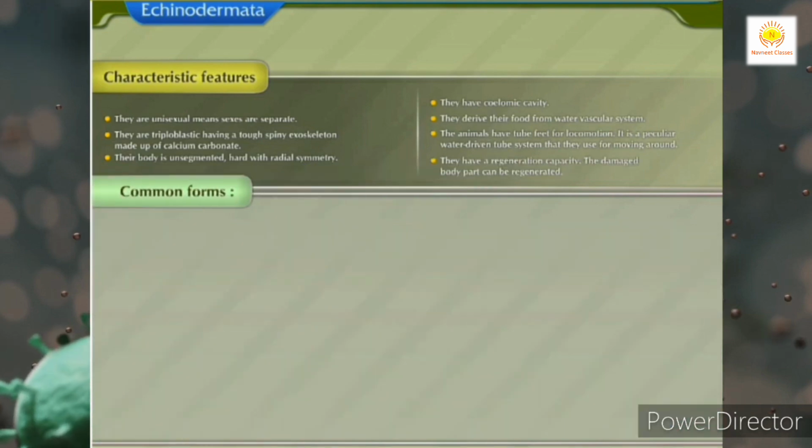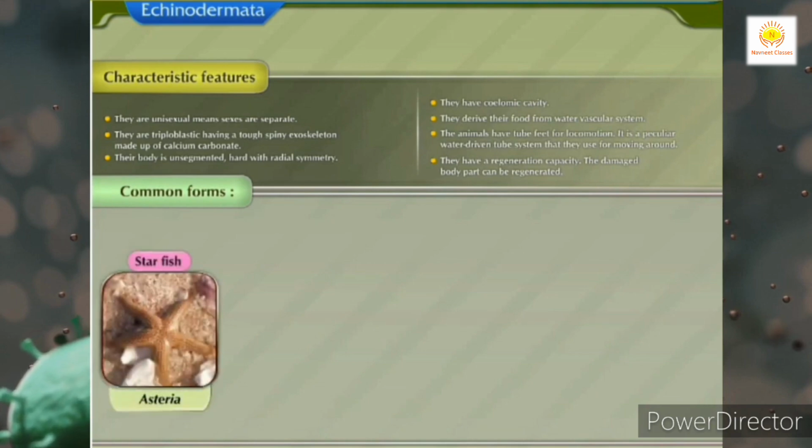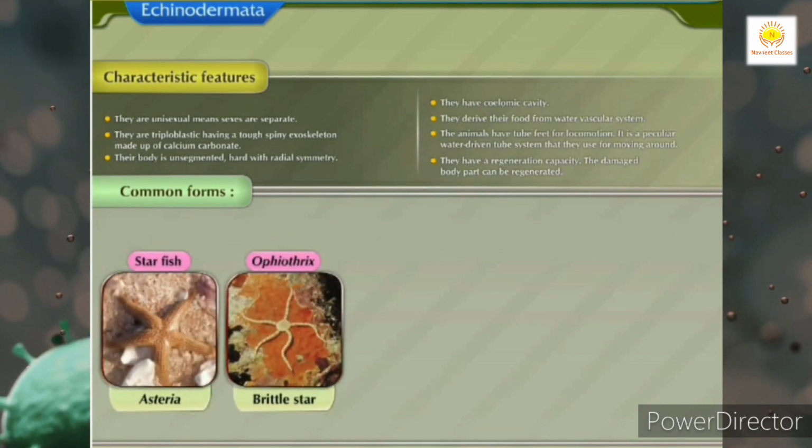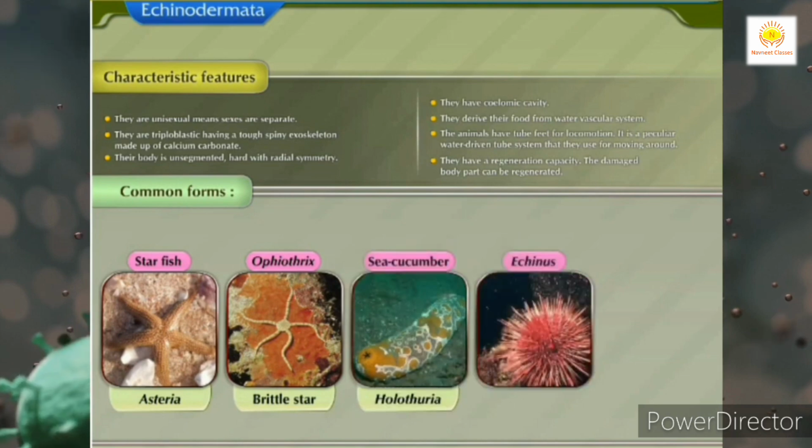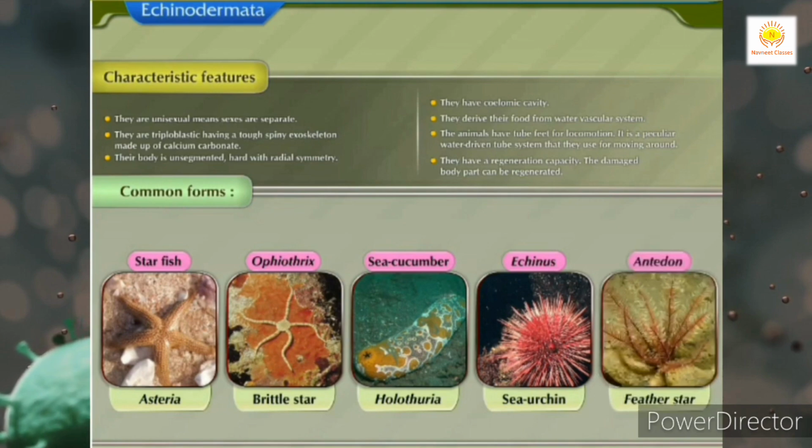The common forms are starfish, Ophiothrix, brittle star, sea cucumber, Echinus, sea urchin, Antedon.